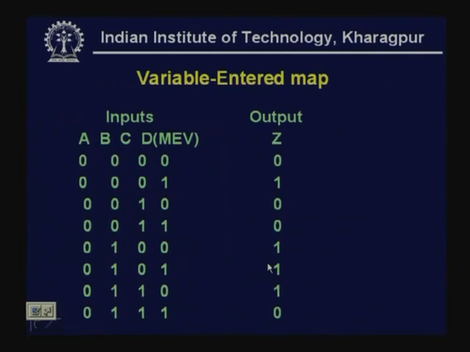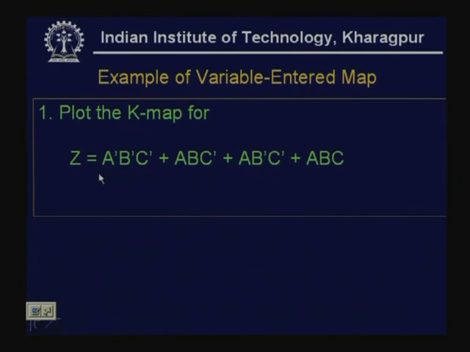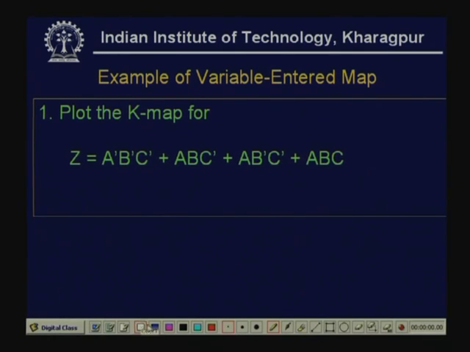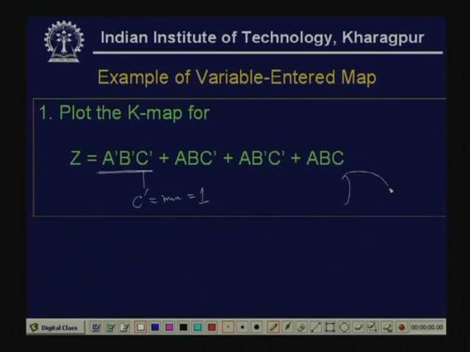See, in the previous example, A dash B dash C dash exists. See here, A dash B dash C dash is one of the min terms. So, that means if A dash B dash is true and C dash is also true, means C dash equal to 1, then the output will be 1, because this is a sum of min terms. That means, again, if we realize, this is nothing but a 4 input OR gate, and if any one of the inputs of the OR gate is 1, then the output will be 1. So, this Z will be 1.